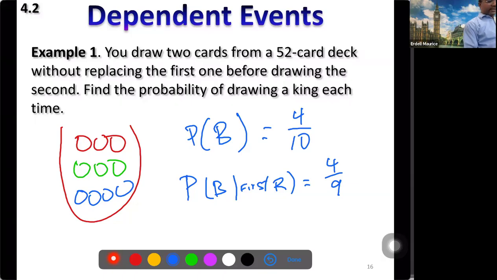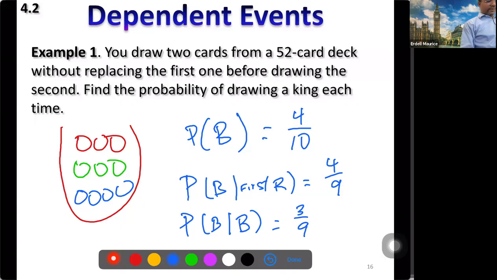What's the probability of selecting a blue ball given that the first ball is blue? It's going to be 3 out of 9. Questions there? The probability of selecting a blue ball is dependent on what happened the first time. Questions there? Good. So let's try again.